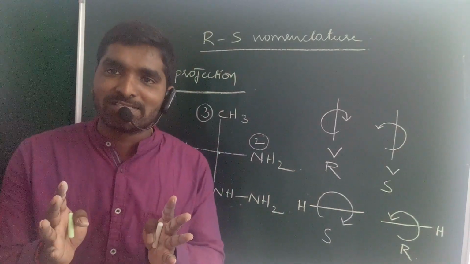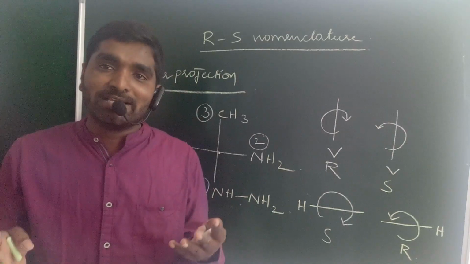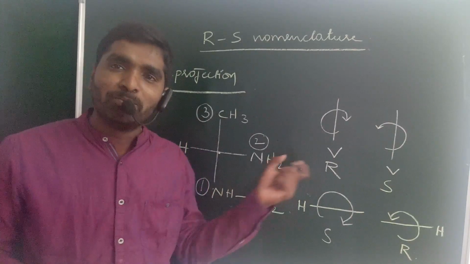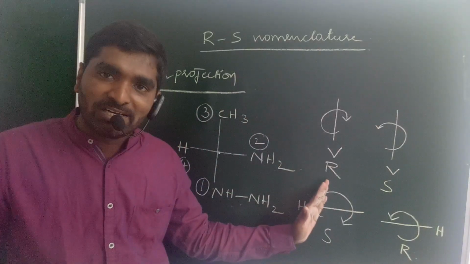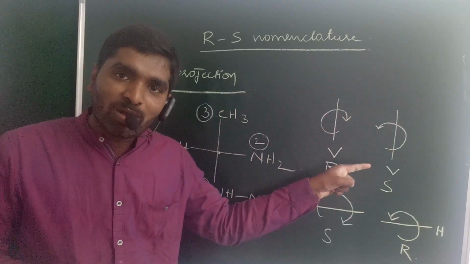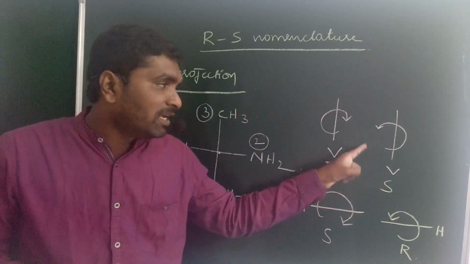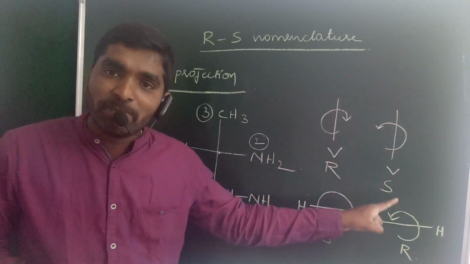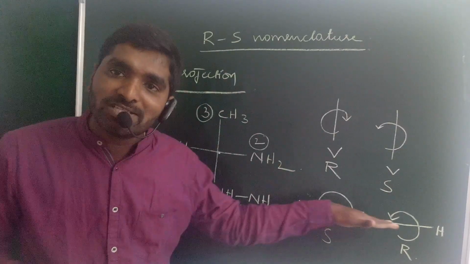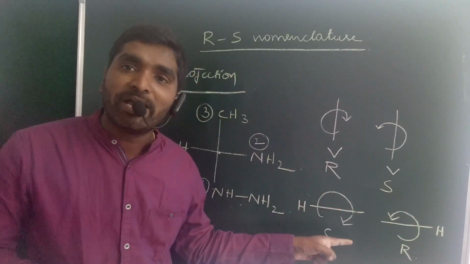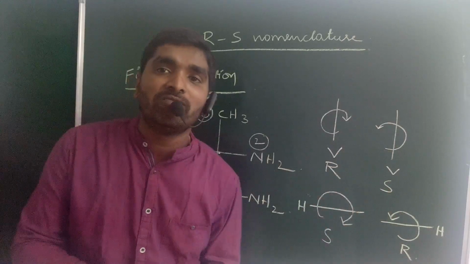The four easy notations. You don't do any changes, even number of changes, odd number of changes, simple tricks. The least priority group on the vertical line, the remaining groups clockwise, which is R. If the least priority group is on the vertical line, the remaining groups anti-clockwise, which is S. If the least priority group is on the horizontal line, the remaining groups clockwise, which is the S configuration. If anti-clockwise, which is the R configuration.